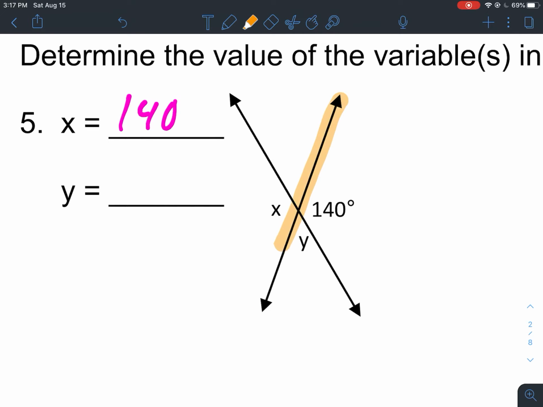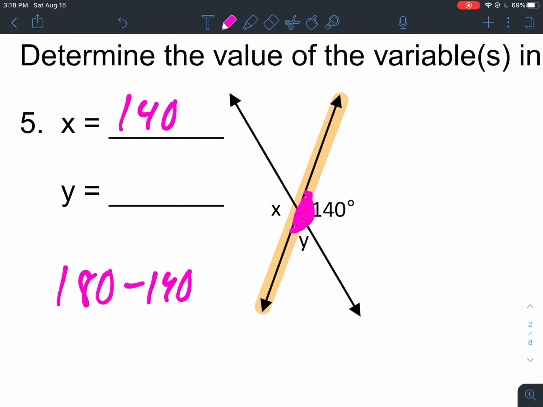Now let's talk about Y. This is a straight line, which means these two are a linear pair, which means they have to add up to 180. So 180 minus 140, Y must be 40 degrees.